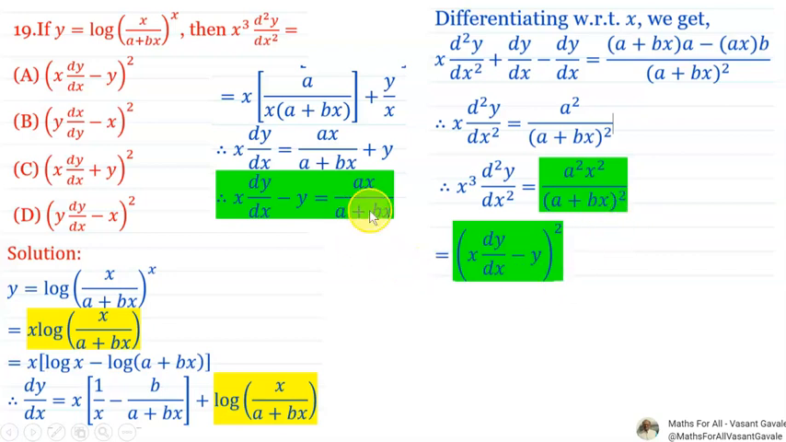And this is nothing but the value of a square x square upon a plus bx bracket square is nothing but x into dy by dx minus y bracket square, and hence the value of x cube into d2y by dx square is equal to x into bracket x into dy by dx minus y bracket square, and hence option A is correct.